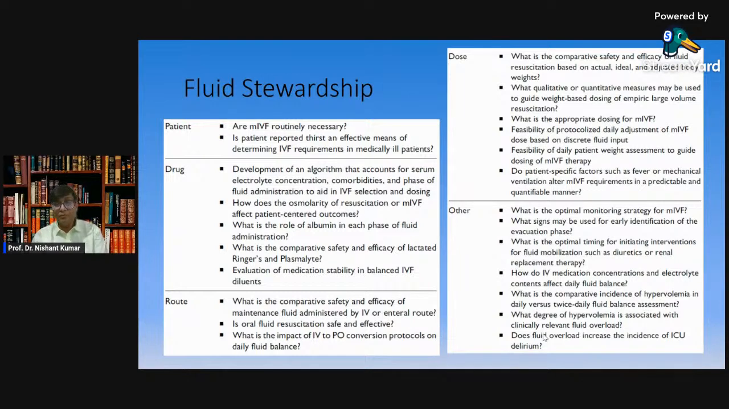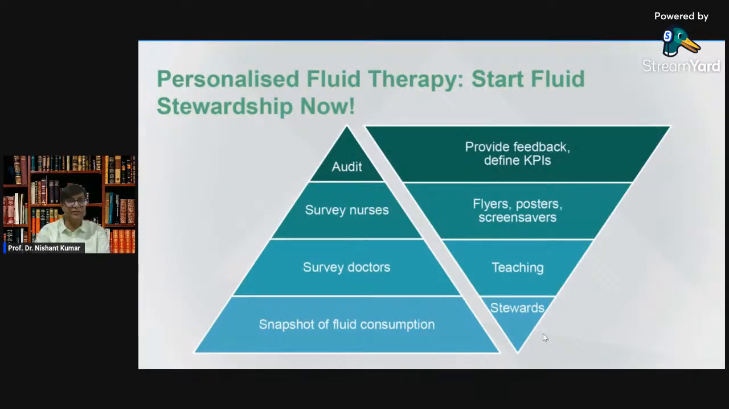So comparative incidence of hypervolemia in daily versus twice daily fluid balance assessment. As I said, most of the ICUs and most of the residents say, okay, we'll do it once a day. Will twice daily fluid balance assessment benefit the patient? Remains to be seen. So these are all the things that can be included in your ICU towards fluid stewardship.